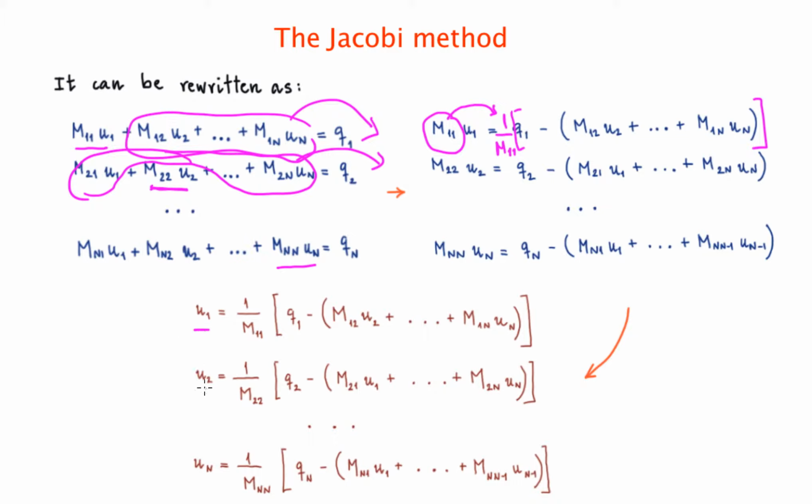Of u1, and the same for u2, and the same for un. So how are we going to use that system of equations in order to get from here the values of these ones, of the u vectors? Okay, here's the trick of the Jacobi method.